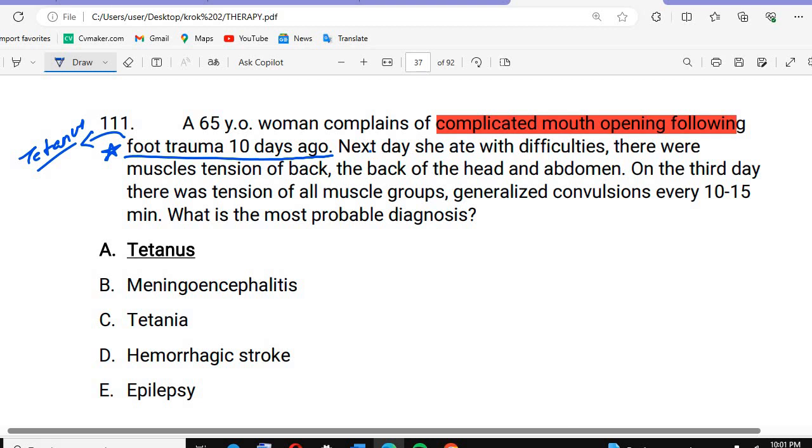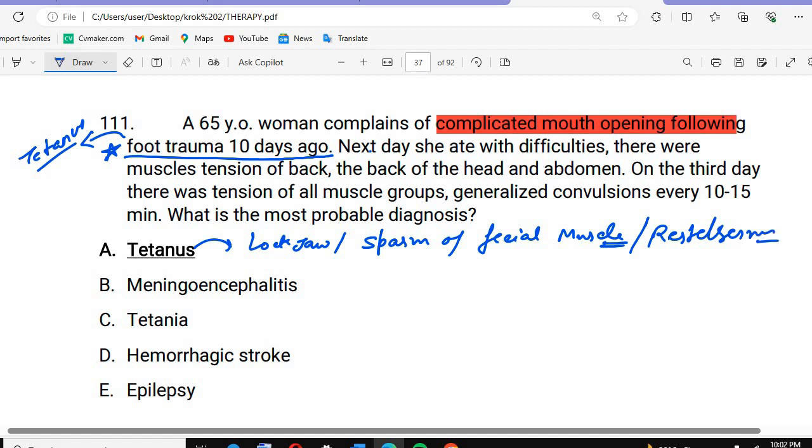In tetanus, what do you see? The patient will have lockjaw and spasm of the facial muscles. There will be difficulty in swallowing, jaw stiffness, and the patient will have restlessness.